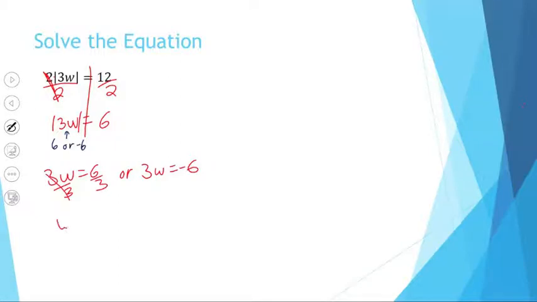This first equation will equal 2. And the second equation will equal negative 2. So you have your two answers.